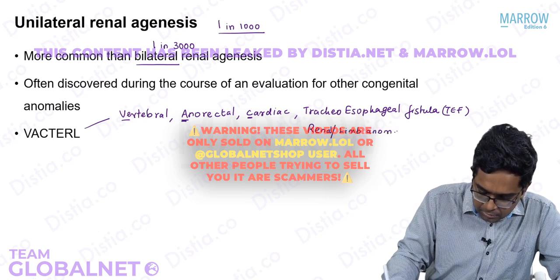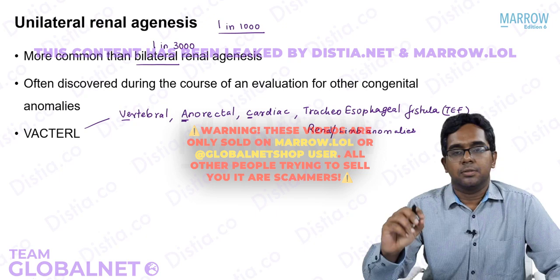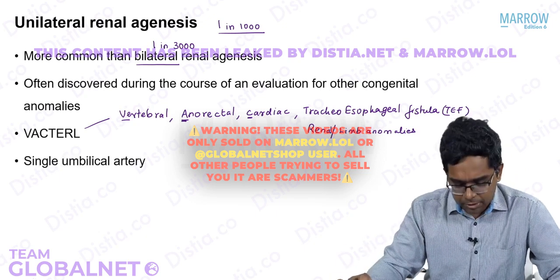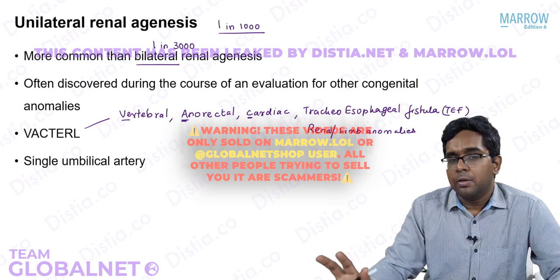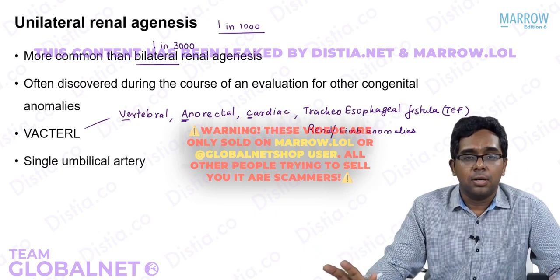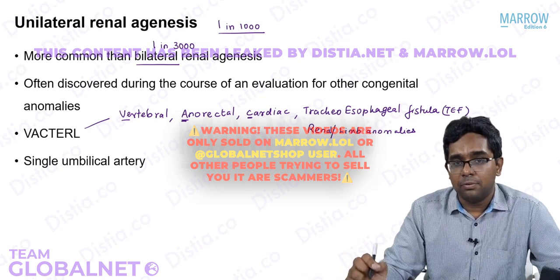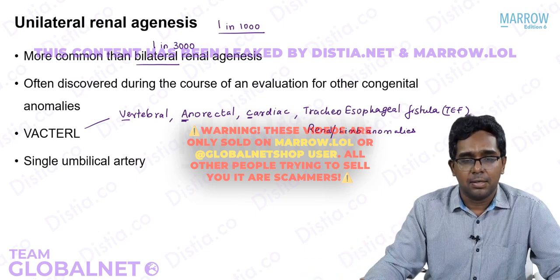This is the classical VACTERL association. Another important association of unilateral renal agenesis is that it is associated with single umbilical artery. Always remember this: the umbilical cord contains two arteries and one vein. So instead of two arteries, if you get only one artery, it is called single umbilical artery.